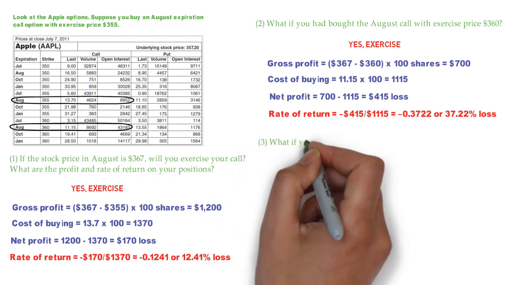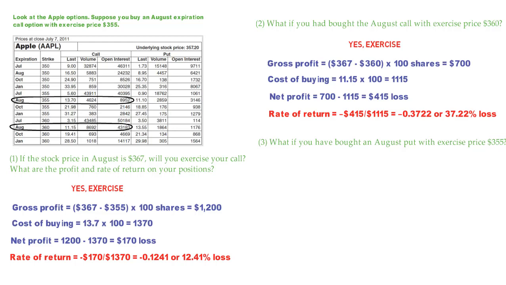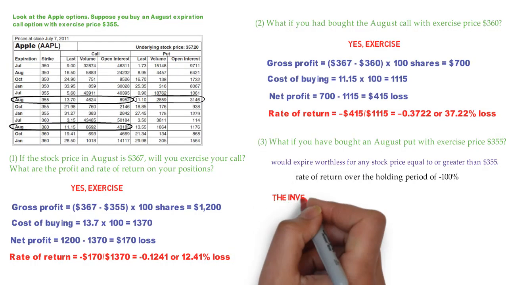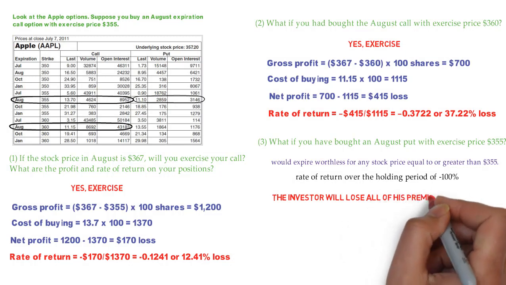Question 3. What if you had bought an August put option with exercise price of $355? Now, as you remember, a put option is when you think stock price is going to go down. If stock price goes up, you don't make any money. In this example, the exercise price is $355, but the stock price went up to $367. So, a put with an exercise price of $355 would expire worthless for any stock price equal to or greater than $355. An investment in such a put would have a rate of return over the holding period of negative 100%, meaning that the investor will lose all of the premium that he paid.